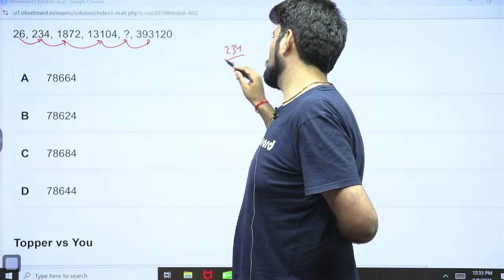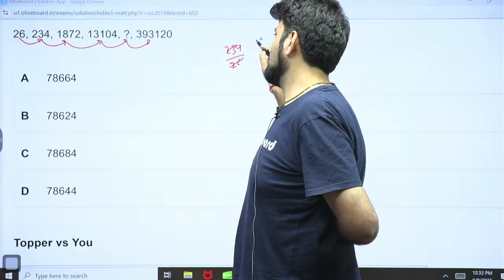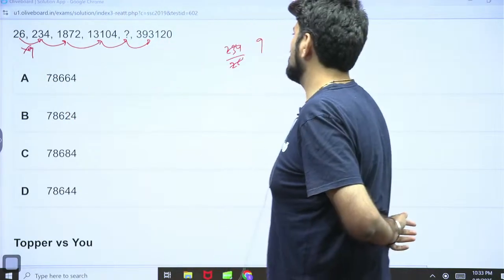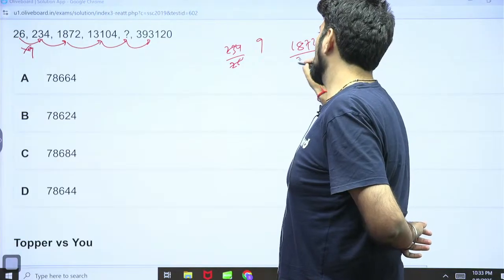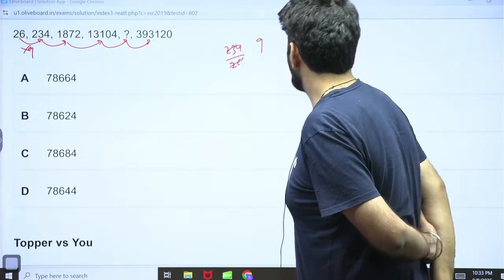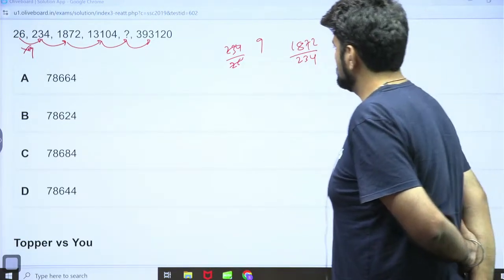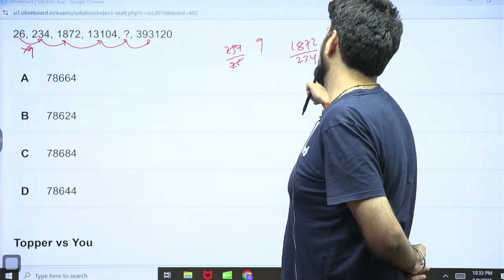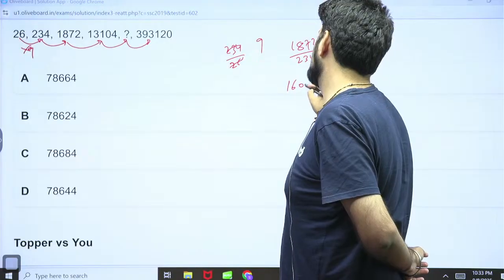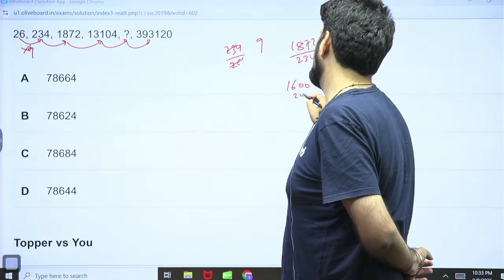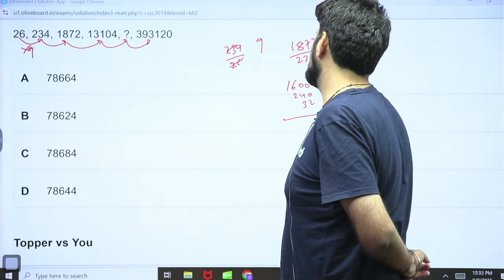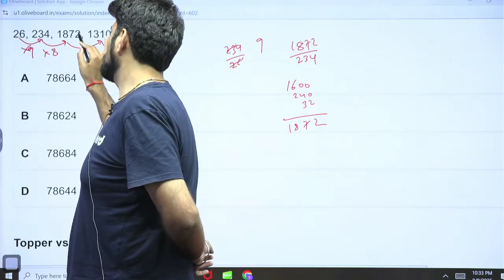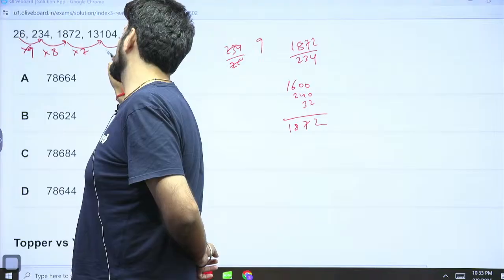18 and 54, 234. This is 9. 234 and 1872. 936, no, 834. So 8 into 200 is 1600. 30 into 8 is 240 and 4 into 8 is 32. So this is 1872. Yes, that's it. So this is into 8. 2 into 7, 14. So this is into 7. So this has to be into 6.